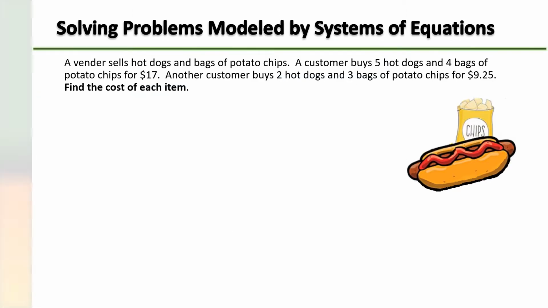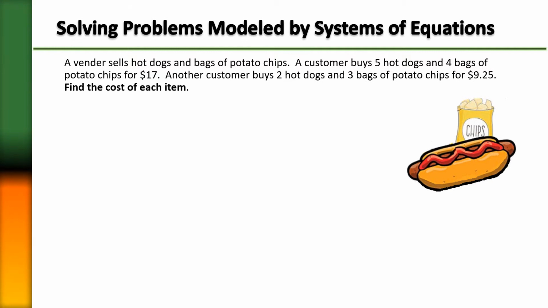In this video, we will be solving a word problem modeled by systems of equations. Now, a vendor sells hot dogs and bags of potato chips. One customer buys 5 hot dogs and 4 bags of chips, costing that customer $17. And then another customer comes along and buys 2 hot dogs and 3 bags of potato chips for $9.25. So find the cost of each item.